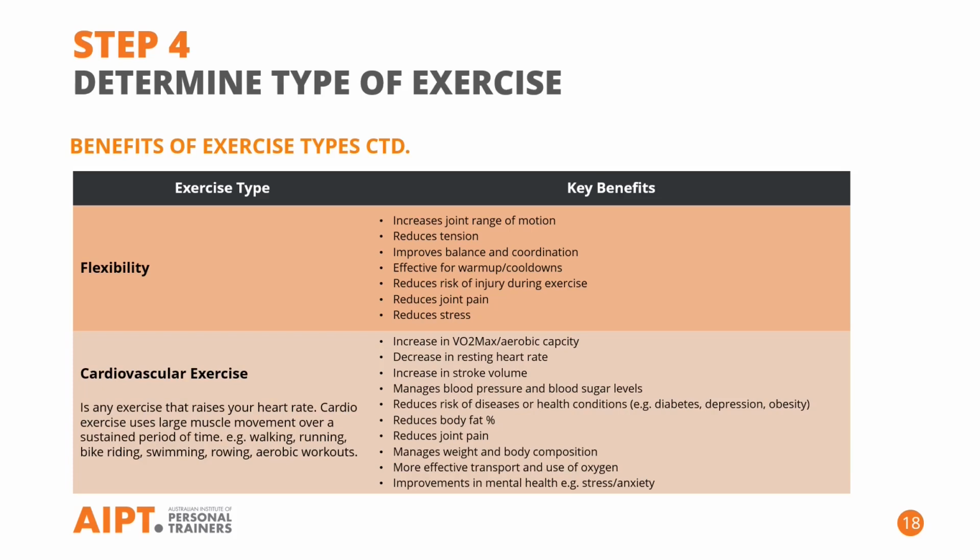So a lot of the benefits to cardiovascular exercise are similar to resistance. The main ones that might differentiate it slightly from resistance will be increasing a person's VO2 max, which is a measure of their aerobic capacity. It's very effective at helping to reduce resting heart rate. It can also help with improving our stroke volume, which is the amount of blood we can eject from the heart per beat.